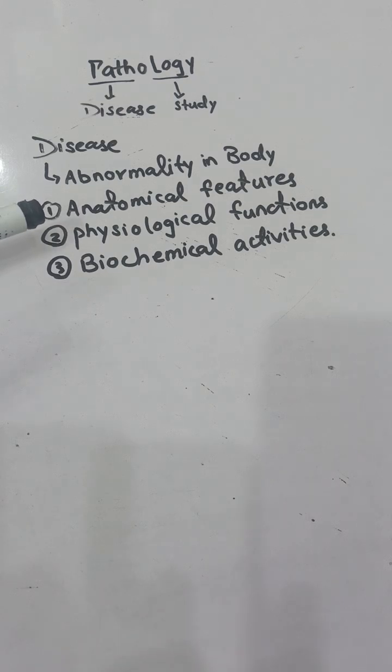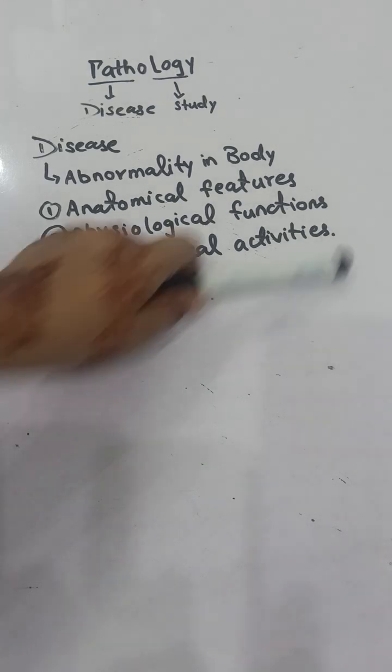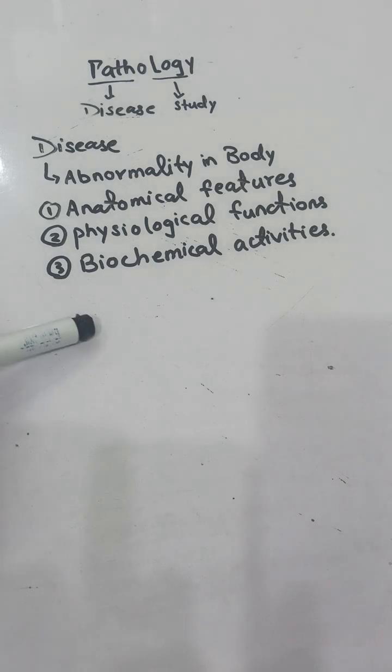Whenever you have a fever or some kind of disease, your blood pressure can increase or decrease. This is a physiological change in your body. The biochemical activities also change, like your pH is disturbed: you can have acidity or basicity. Your glucose levels can also change, like high glucose or low glucose. So these kinds of biochemical activities can change when you have a disease. Now this whole will become the definition of a disease.